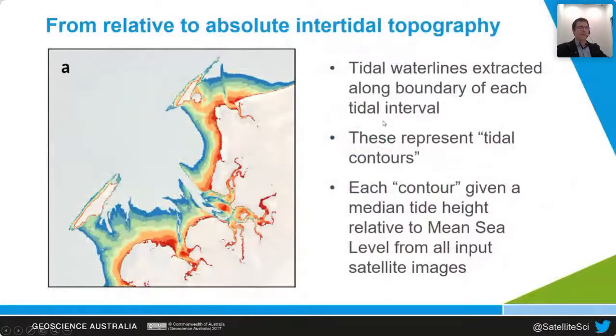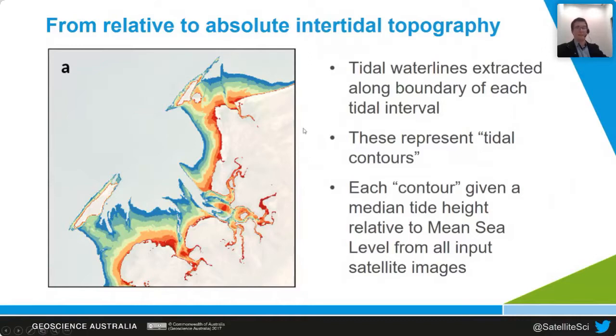So the advantage of this product is that it gives you really nice relative. So for each location around the coastline, you can see what areas are exposed during only the lowest tides, what areas are exposed during only the highest tides. But the problem is that it is a relative model.